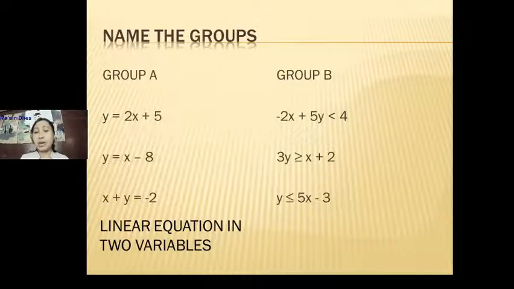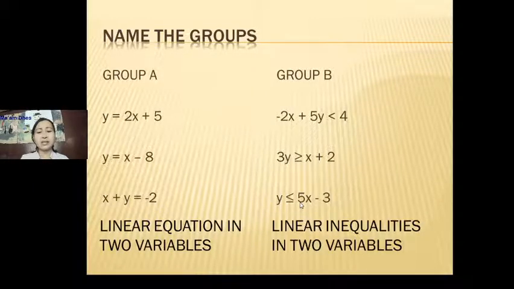The same thing, you have two variables, the x and the y. Okay, and then the exponent of the variable is 1. But take a look, we don't have the equal sign. What we have is the less than, the greater than, and equal to, and less than or equal to. Okay, so by means of this, we have an inequality. So what do you think is the name of this group? Very good. We have linear inequalities in two variables.